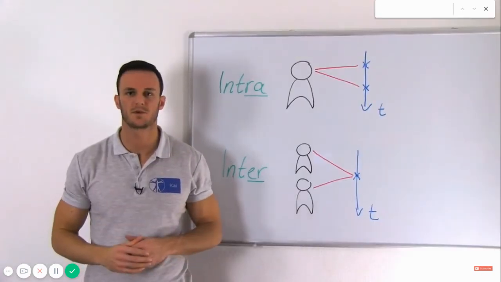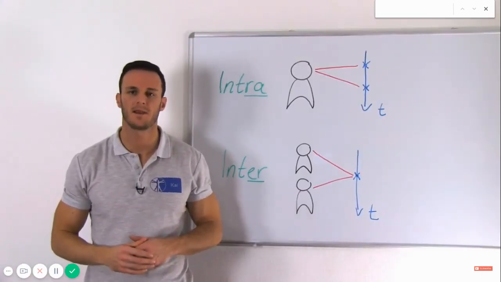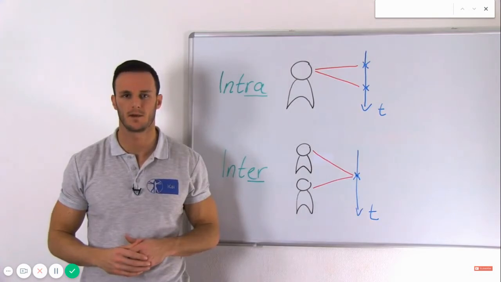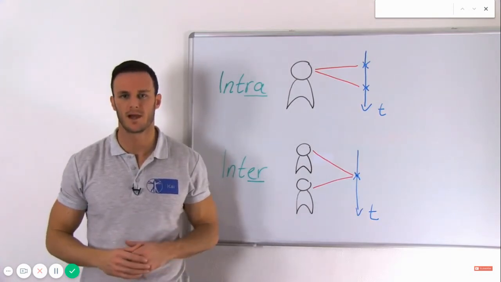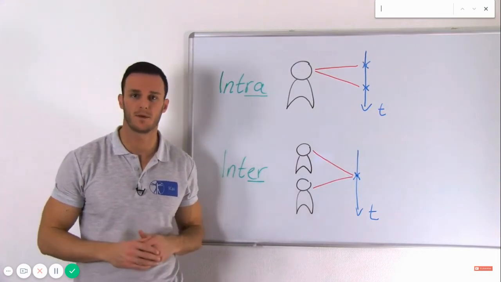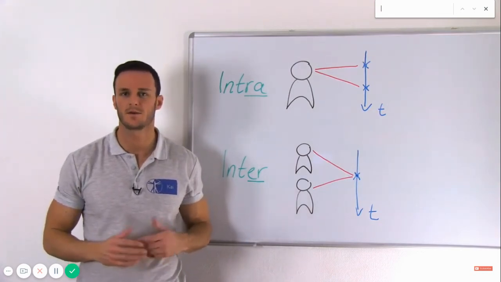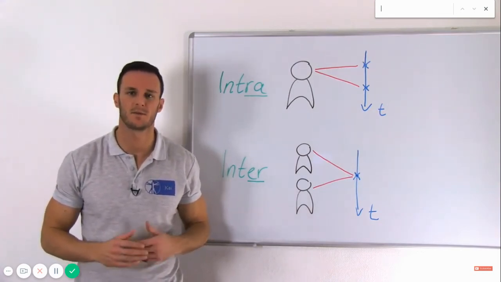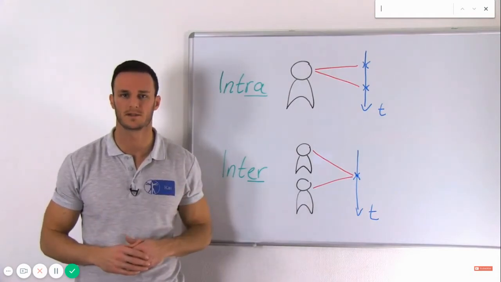We can distinguish between intra-rater reliability and inter-rater reliability. Intra-rater reliability relates to the agreement between different measurements of one person, and inter-rater reliability relates to the agreement between two or more raters.